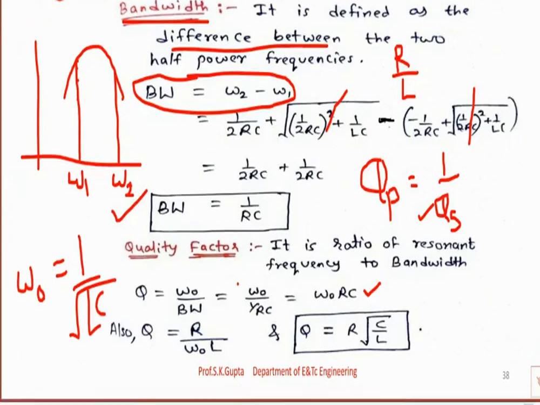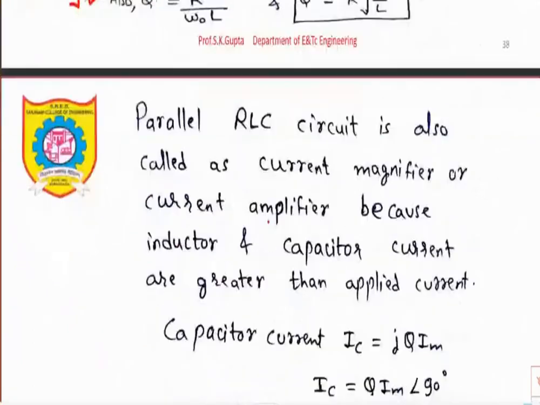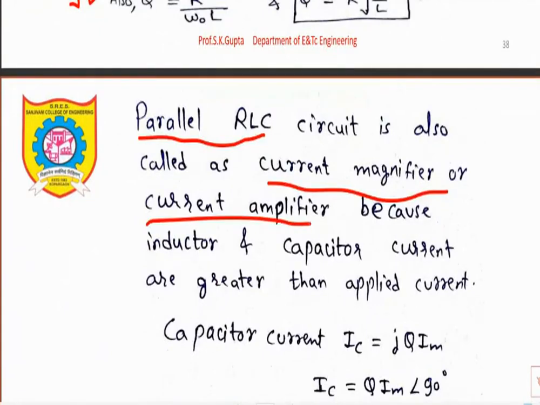Then next, series RLC circuit is called a voltage magnifier, but parallel RLC circuit is called a current magnifier or current amplifier, because at resonance, inductor and capacitor currents are greater than the applied current. That's why it is called a current amplifier or current magnifier. Current value gets increased at resonance through the inductor and capacitor.